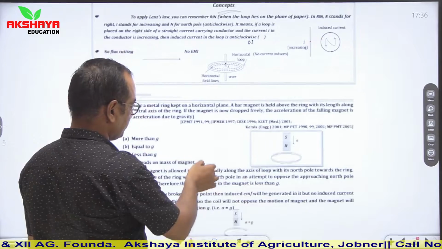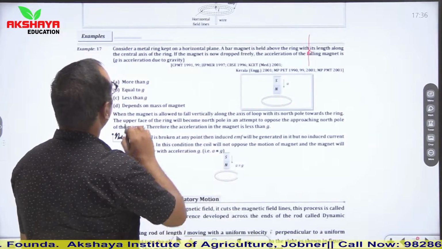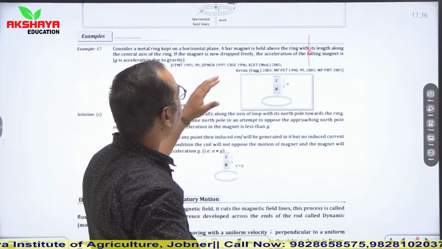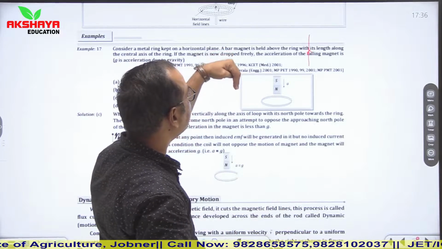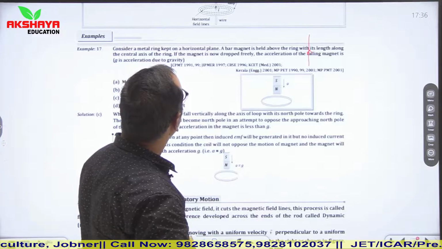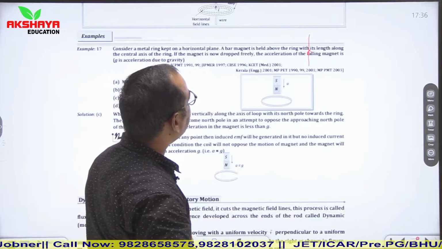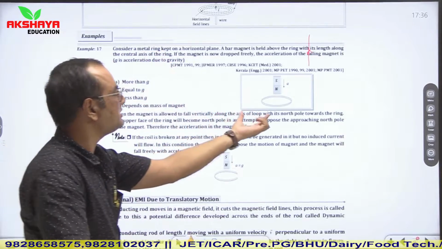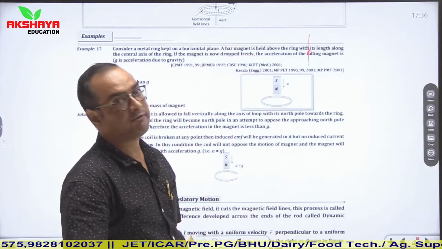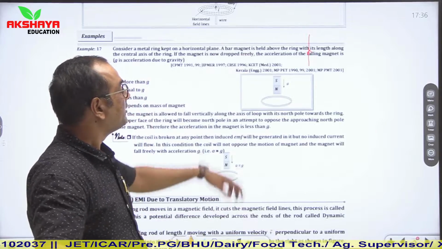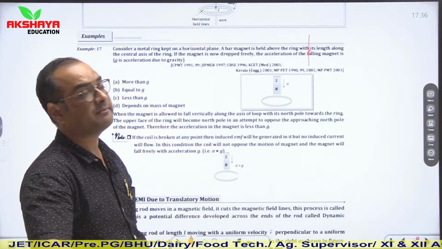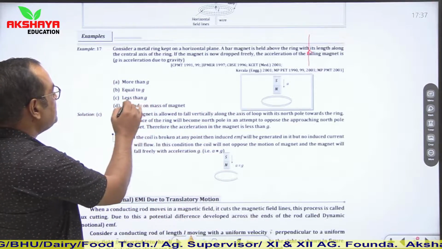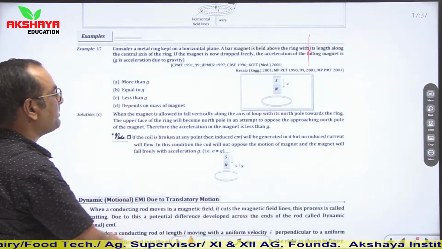So let us discuss this question. Consider a metal ring on a horizontal plane. A bar magnet is held above the ring with its length along the central axis of the ring. If the magnet is now dropped freely, what is the acceleration of the falling magnet? Let us say this is a ring and a magnet is being dropped freely into this current carrying ring. The options are: more than g, equal to g, less than g, or depends on the mass of the magnet.